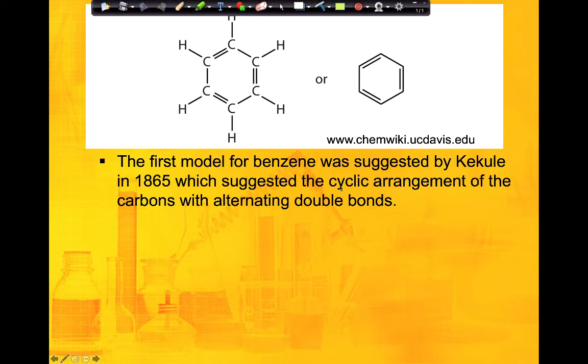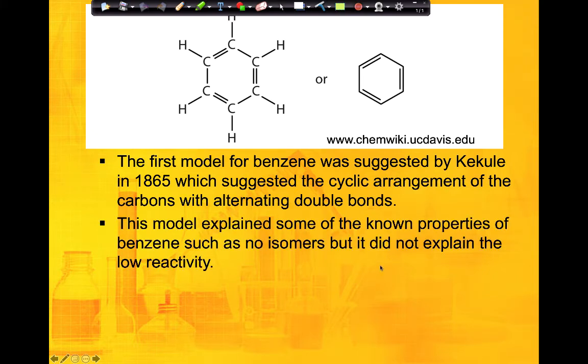Alright, so if we look at our structure right here, this is the first model of benzene, suggested by Kekulé, okay? It suggested that it was in a ring arrangement with alternating double bonds. This model explained some of the known properties. So why does benzene not have isomers? Because it's in this ring structure. But it didn't explain why it wasn't reactive, because what we know about these double bonds is that it's kind of easy to break a pi bond and then add atoms to it, but that doesn't happen with benzene.